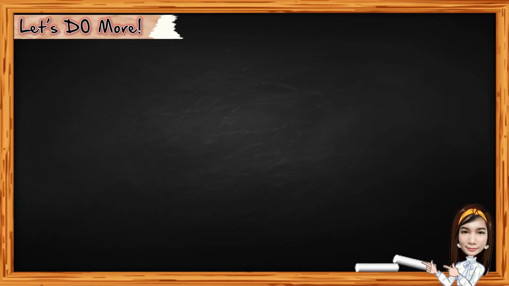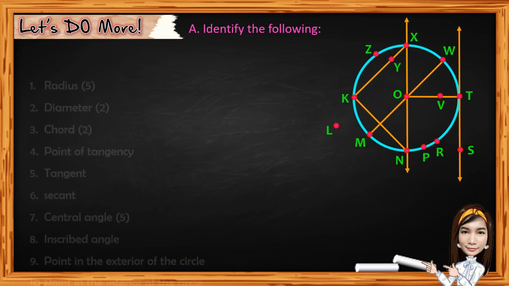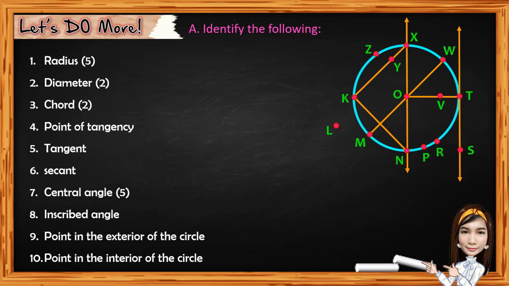Now, let's do more. Identify the following. Given the figure, for number 1, we have 5 radius. First, we have line segment OX, line segment ON, line segment OM, line segment OW, and line segment OT. For number 2, give 2 diameter. First, we have line segment NX. It passes through the center. And line segment MW. For number 3, give 2 chord.